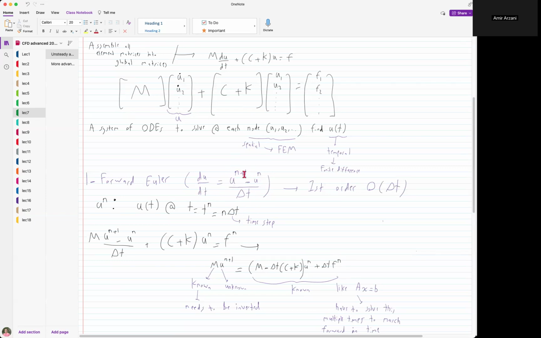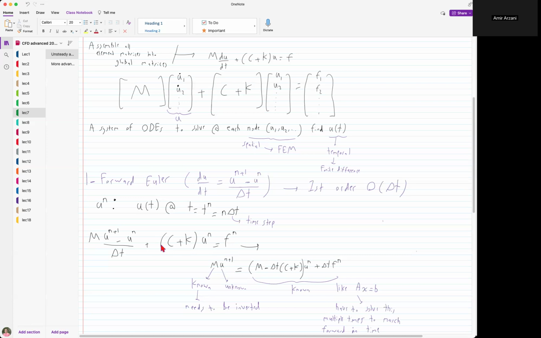So the superscript here n denotes the time step. So the solution at time step n is shown by u superscript n, where time step n is n times delta t being your time. So if you do the forward Euler, this is what you get. Here it's your approximation for your time derivative. You have the mass matrix M. And then on the right-hand side, you have your discretization. You have C plus K times U sub n equals F sub n. So these are all evaluated at time step n.